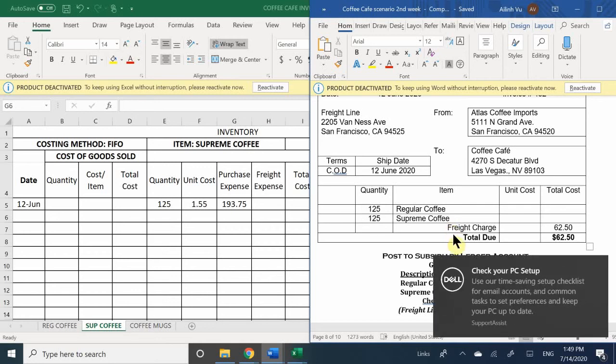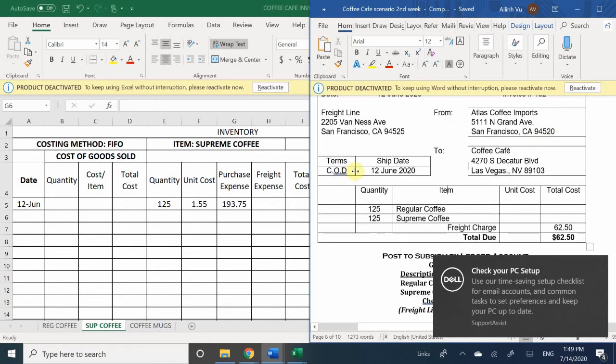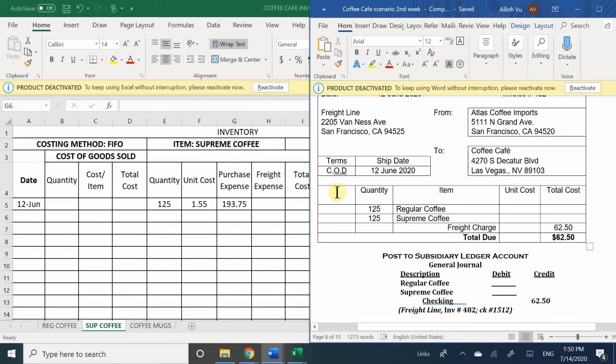Here we're going to recognize a few things. It's COD, so we need to pay them with a check, for the amount of $62.50. Because the two coffees have an even amount of pounds, we can make an assumption that we're just going to split the total shipping cost in half, because they all weigh the same. So how do we split this, and how do we journalize it?